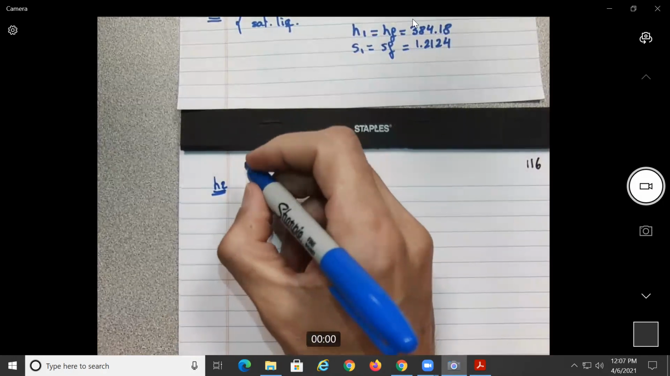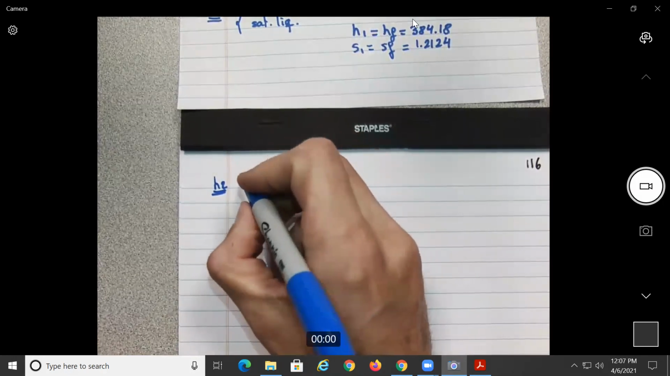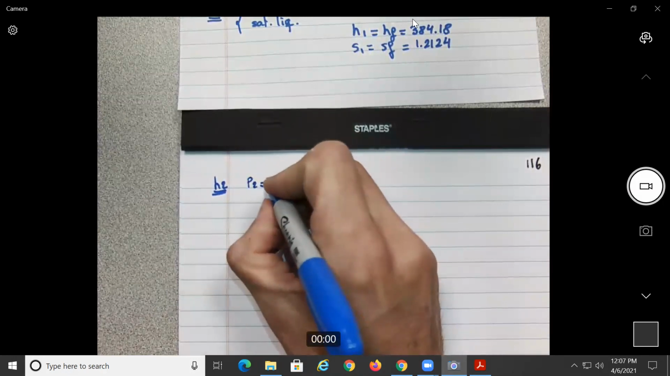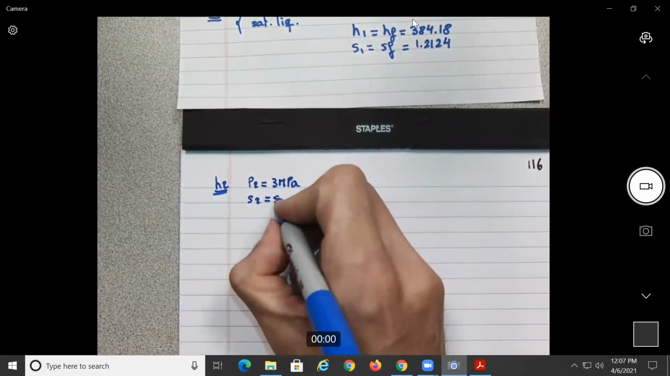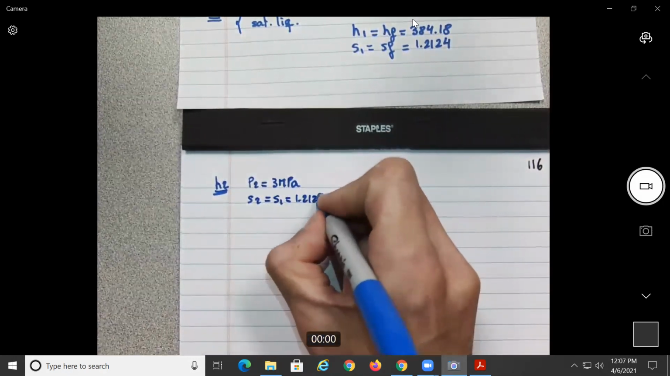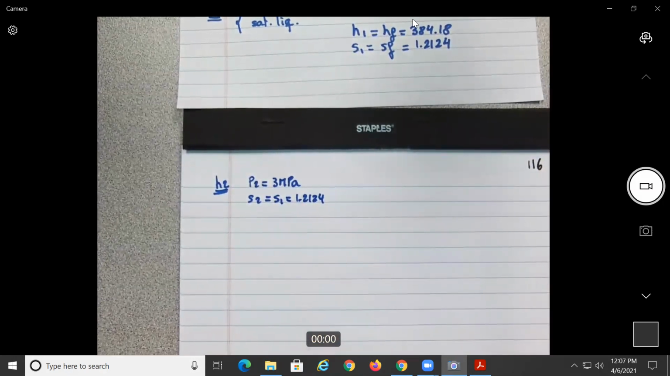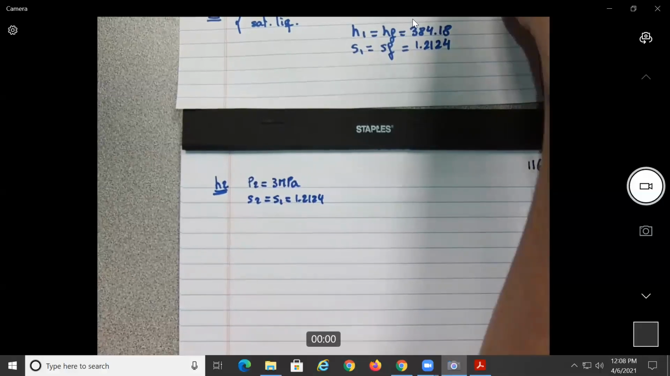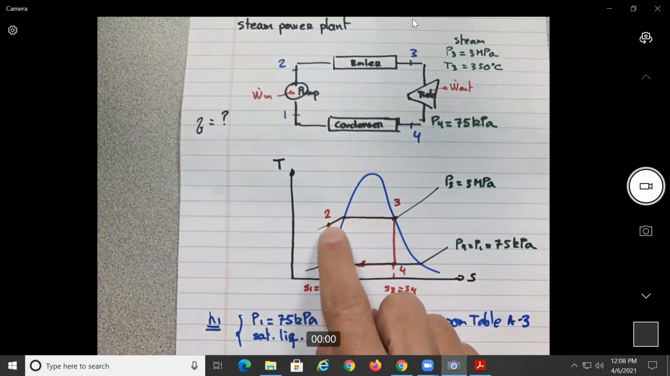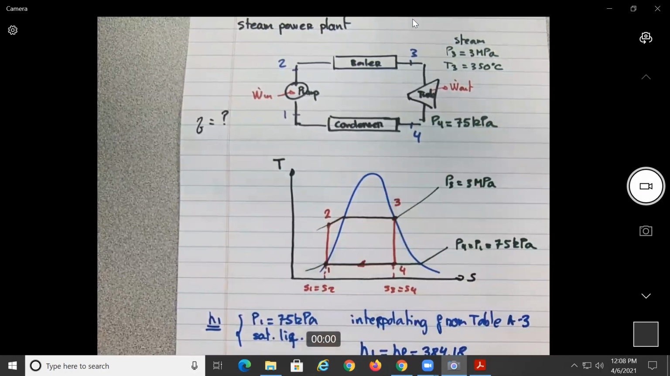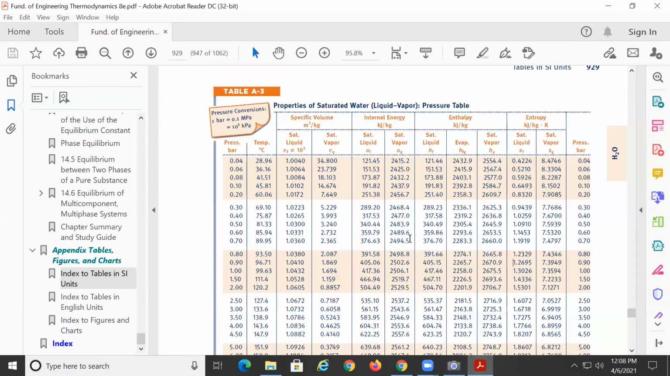But what do we know? We know P2 is 3 megapascals. So conceptually, we should do it. And we know that S2 is equal to S1 is equal to 1.2124. Okay, so really conceptually from the figure, what should we do? We should go to this, let's say, the tables on this side, no? So let's see if they have them, but I don't think they have tables for that side, but we can try.